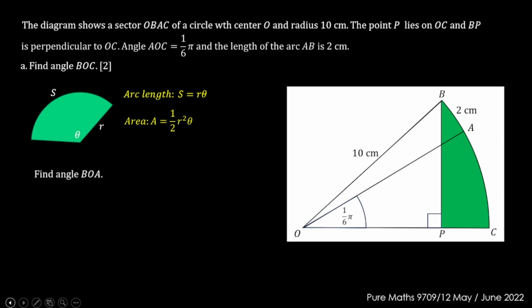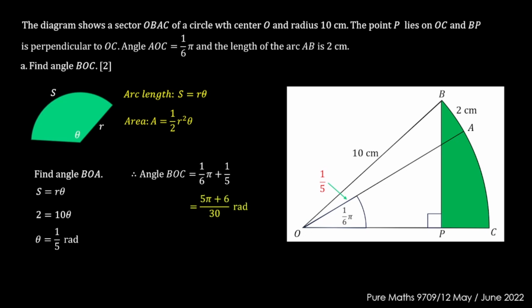Let's find angle BOA. We know that AB, the arc length, is 2, and the radius is 10. Just substitute in 2 for the arc length and 10 for the radius, and the angle is calculated as 1/5 radians. Therefore, angle BOC is the sum of the given angle, which is π/6, plus 1/5. We can simplify that to one fraction as (5π + 6)/30 radians.